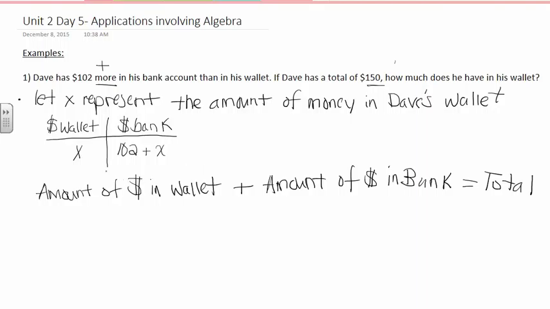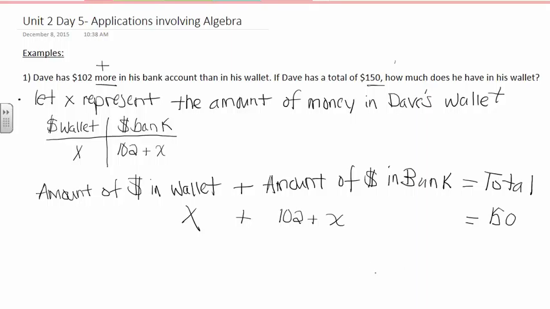And now we just simply plug in what we know. The amount of money in his wallet we know is x from our table. The amount of money in his bank we know is 102 plus x. And we know that the total is 150. Now it's as simple as finding x.